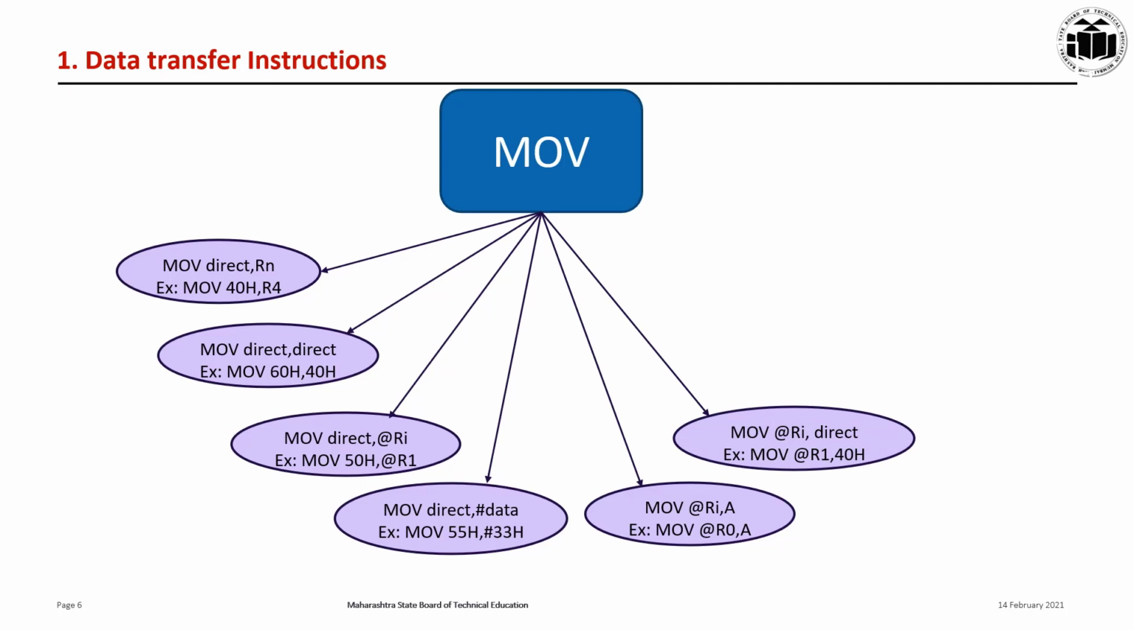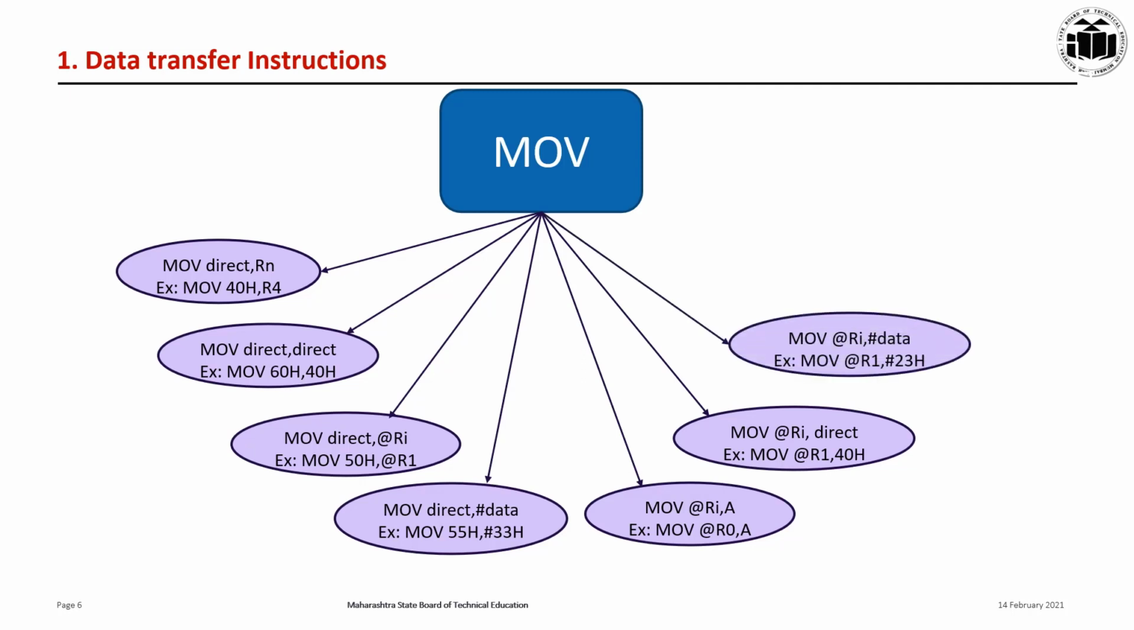MOV @Ri, direct. It is used to move the content of direct internal memory location to memory location pointed by register Ri. Example, MOV @R1, 40h. The content of memory location 40h will copy to memory location pointed by register R1.